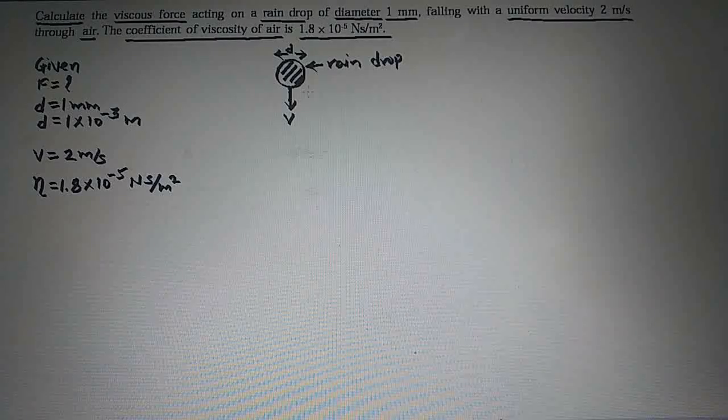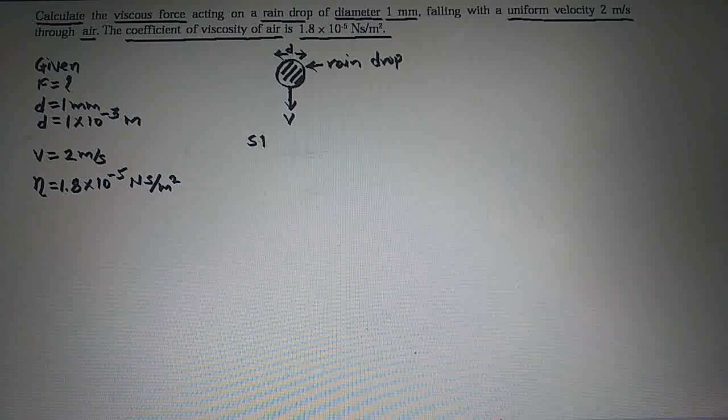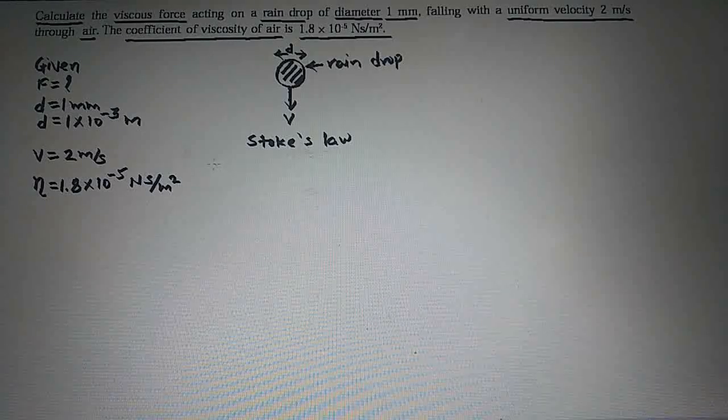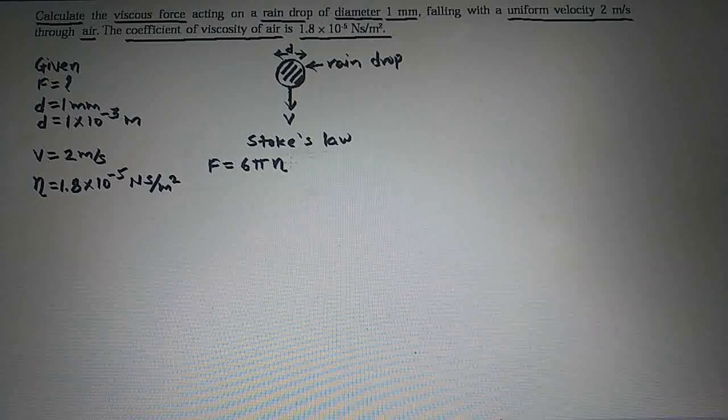So see here, as we have to find out viscous force acting on this raindrop when the raindrop is falling with a velocity 2 meter per second through air, this is the concept of Stokes law. So we will use Stokes law here, and the formula to find out the viscous force in Stokes law is F is equal to 6 pi into eta into r into v.